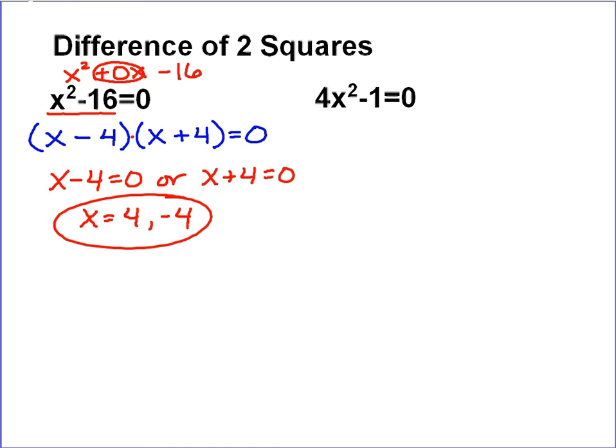And then over on the right, we have one that looks a little bit more complicated. It's still a difference of two squares. 4x squared is a perfect square. It's 2x all squared. And 1 is a perfect square. It's 1 squared. So if I was going to factor this, I would factor it as 2x plus 1 times 2x minus 1. This 1 is the square root of 1, and 2x is the square root of this 4x squared. You can see 2x times 2x is 4x squared.